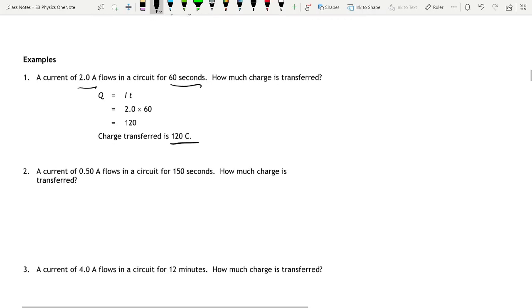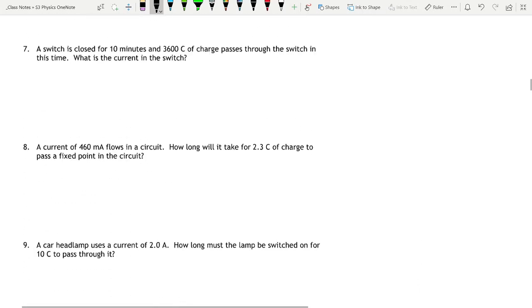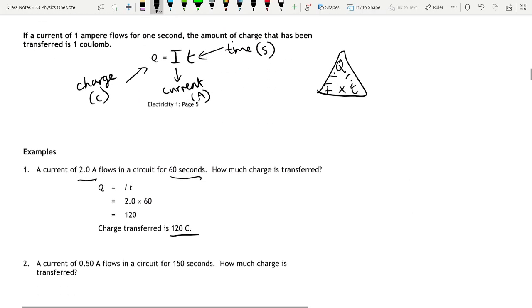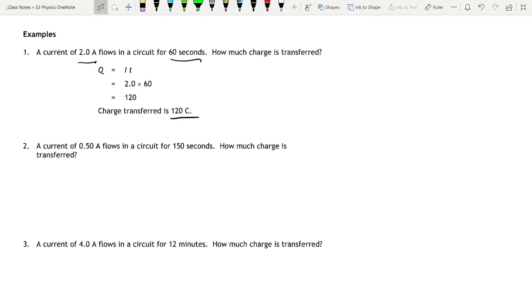So the next couple of pages, questions 1 to 9, I would like you to have a go at. Now, please watch your units. So obviously, if it's in minutes, you need to change it into seconds. If it's in milliamps, you'll need to change it into amps. If it's in millicoulombs, you'll need to change it into coulombs. And you're going to be using the same equation, but it might be in these forms.